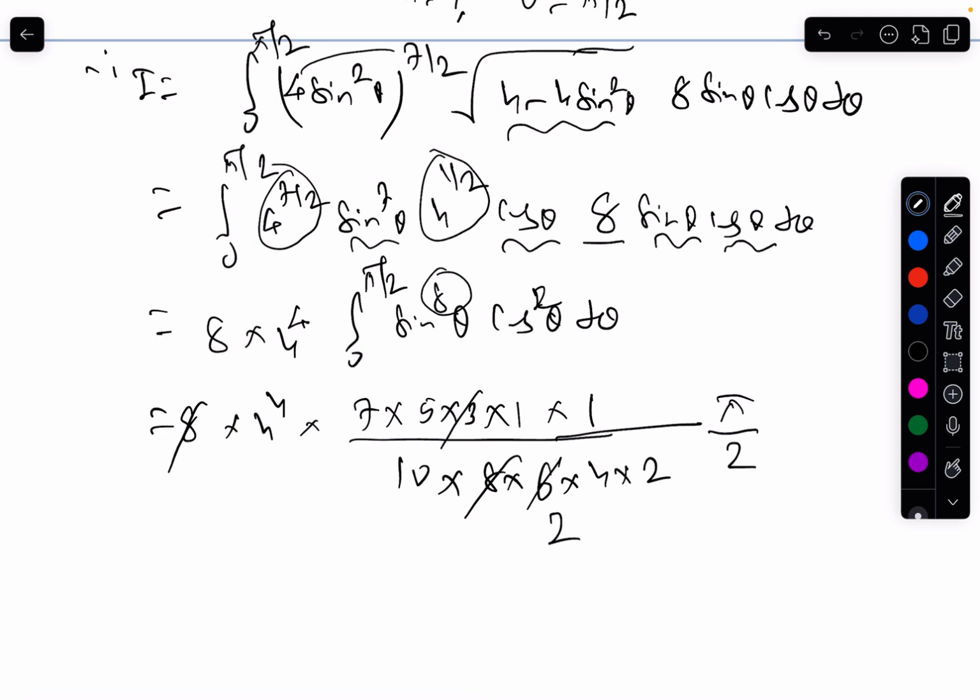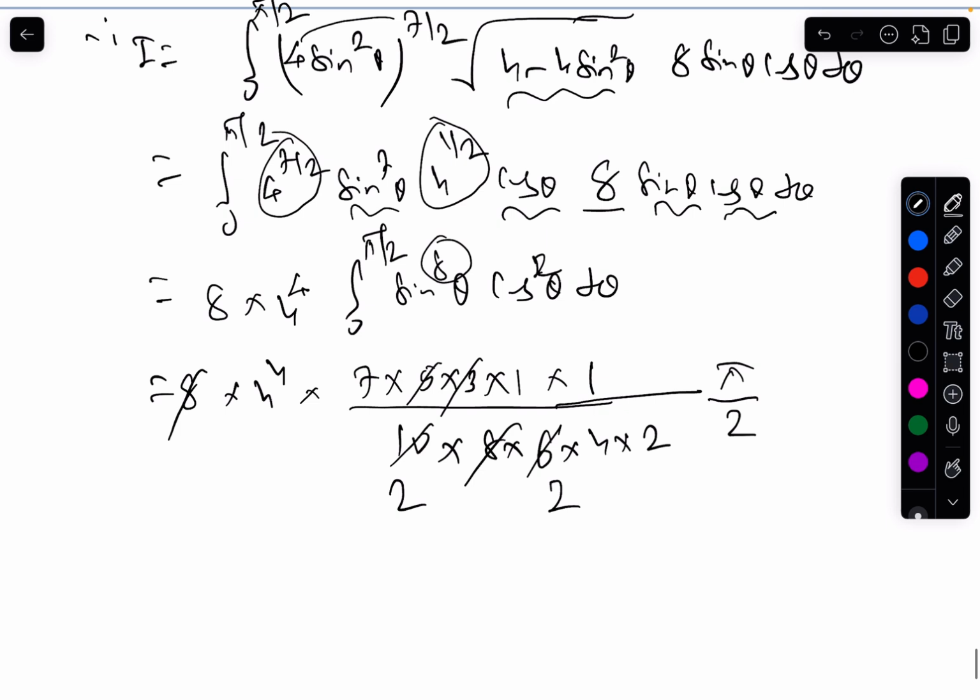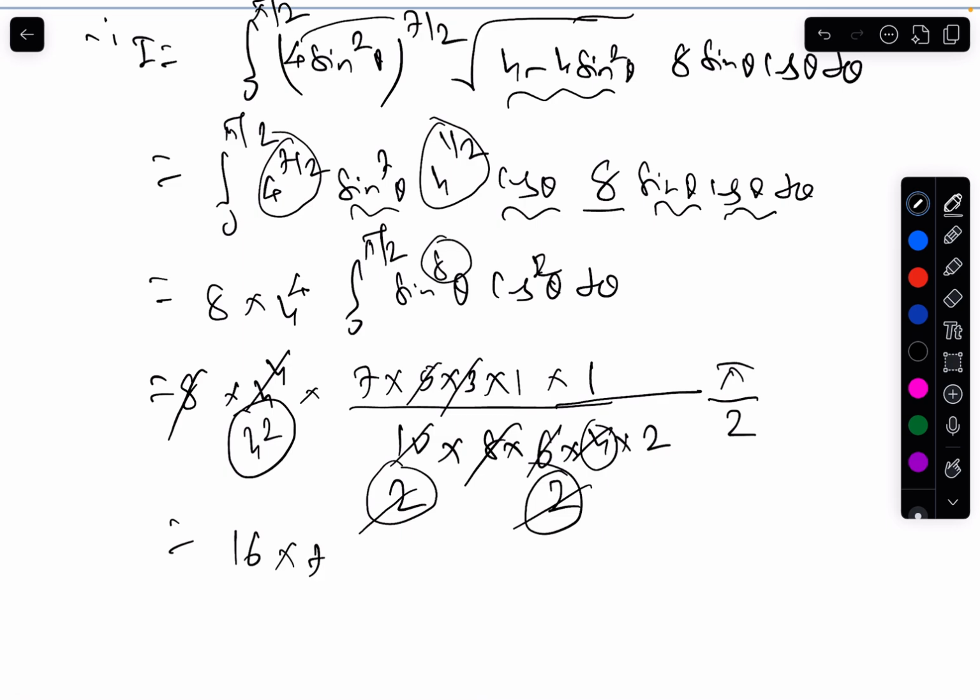3, 2, then this is a 4 power 4, 5, 2. So this is 2 into 2, 4, and this is 4. So 4 power 2 cancel, 4 power 2 remains. So 4 power 2, that means 16 into 7 into pi, and this is 2 into 2. So again 4, and so that is 28 pi.